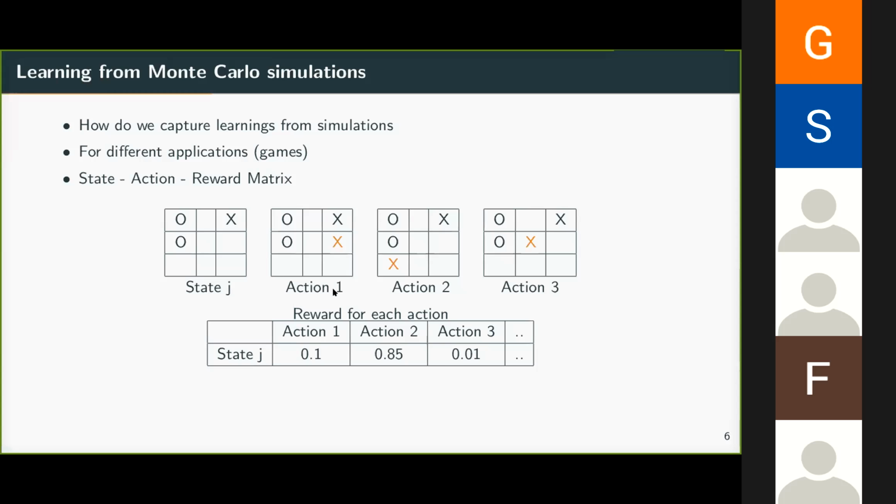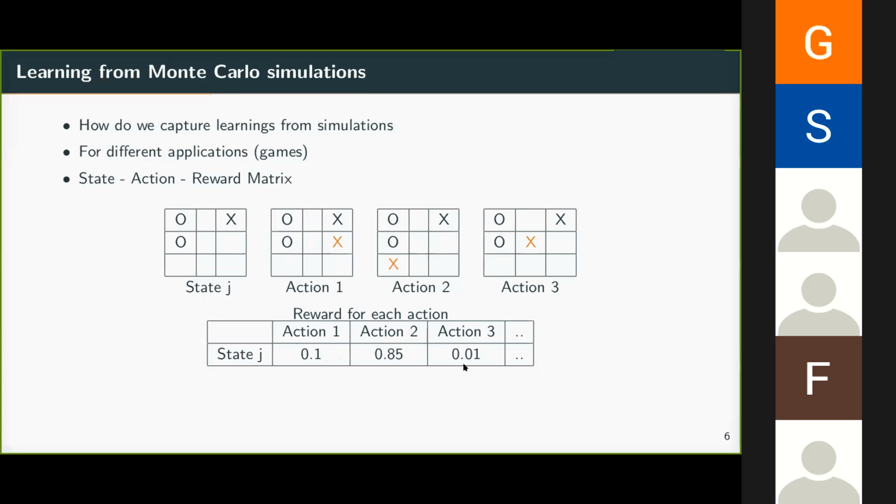Suppose the agent took action 1. The board state is at state J. The agent put a cross here, which is action 1. And eventually the game went on so that the human player won or the computer lost. So if the computer did this action and it lost, it will learn that this is a low reward. By reward, we mean the probability of winning, or very simply put, it can be thought of as a probability of winning. And then the computer will realize soon that if I keep doing this in state J, I will lose. So the state action reward matrix will learn a low value of 0.1.